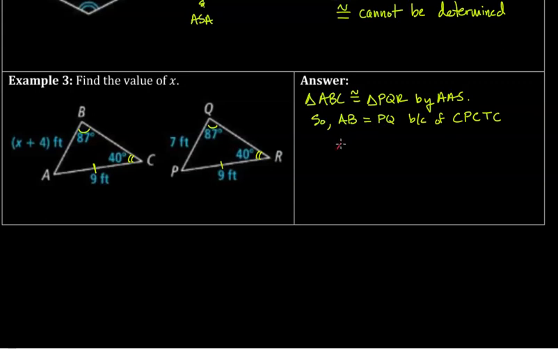So if I take x plus 4 for segment AB, it needs to equal 7, which is what the length of segment PQ is. And then we can just subtract 4 from both sides of this equation, and that x value must be 3.